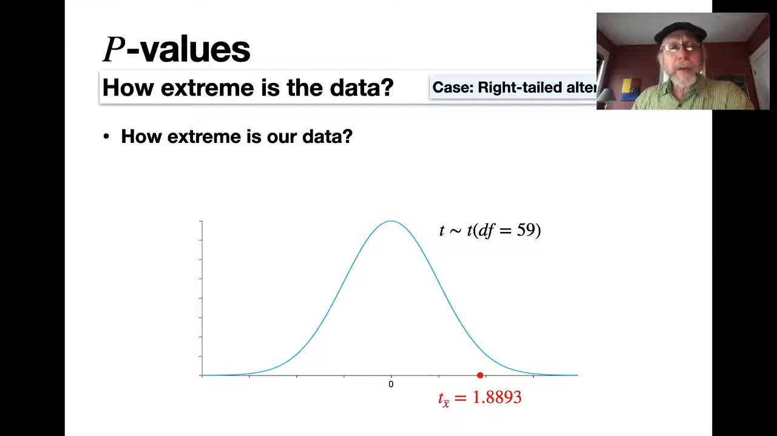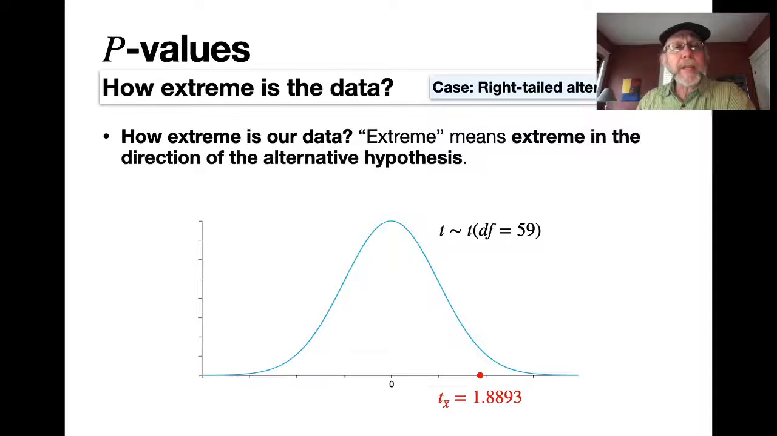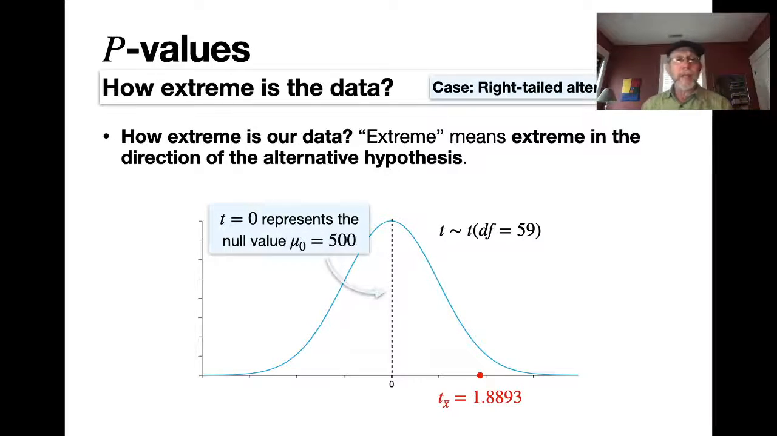So what does extreme mean for a right-tailed test? Well, extreme means extreme in the direction of the alternative hypothesis. To see what that means in this case, you need to think of the middle of the t-distribution here as representing the null hypothesis, essentially, the null value of mu equal 500 that would be true if the null hypothesis were true. One way to think about that is that if the t-score were 0, then your x bar value would have been 500. And that would be sort of the strongest possible indication that the null hypothesis might in fact be true, is if you got an x bar of 500.